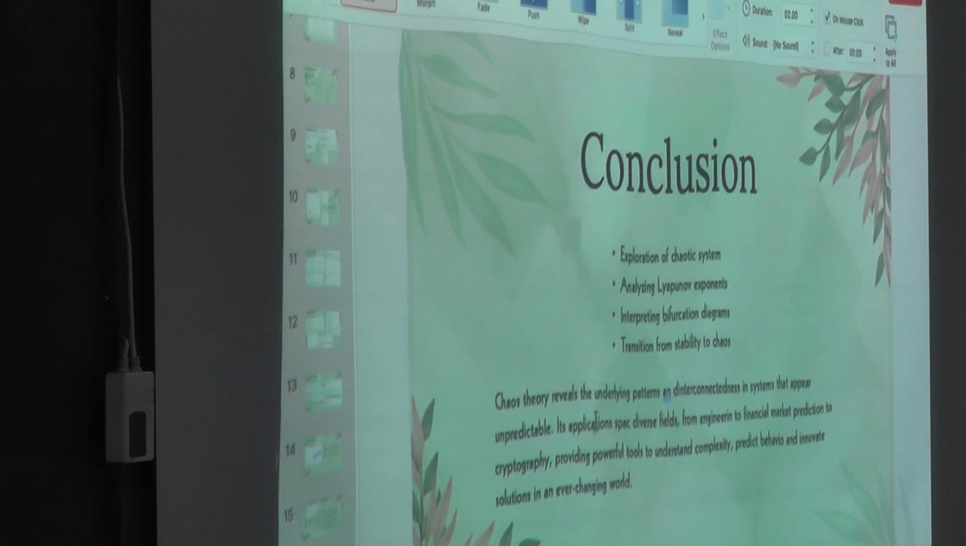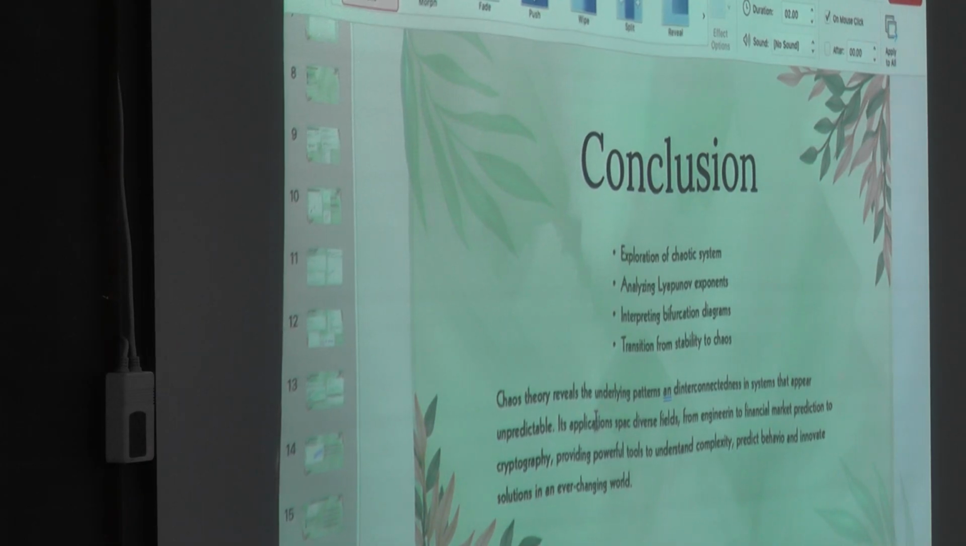Okay, so chaos theory reveals the underlying patterns and interconnectedness in systems that appear unpredictable. The application is so big. It can be in your daily life. In my case, I have studied blood vessels in chaotics, and also more of it will be in cryptography.